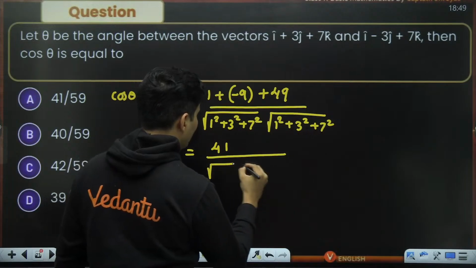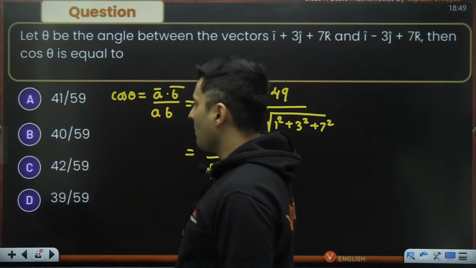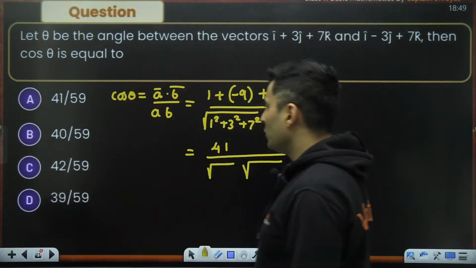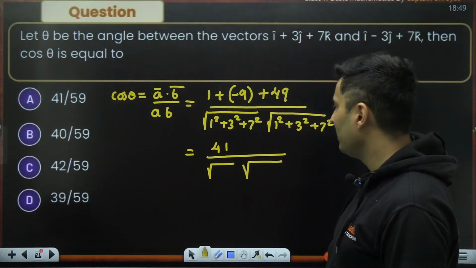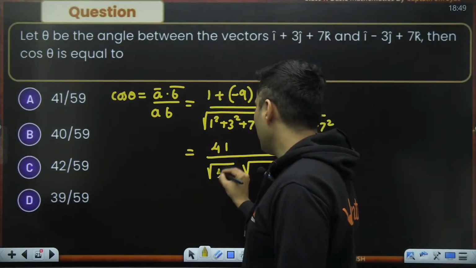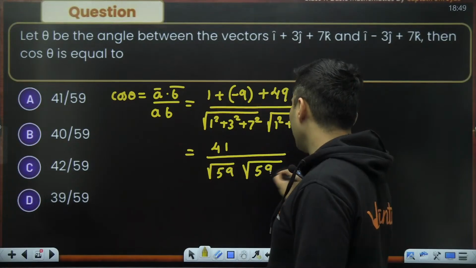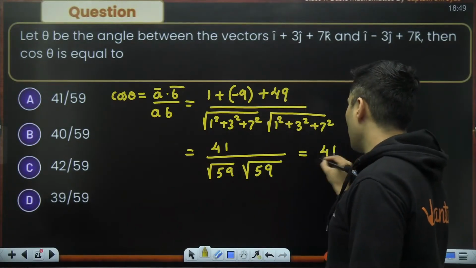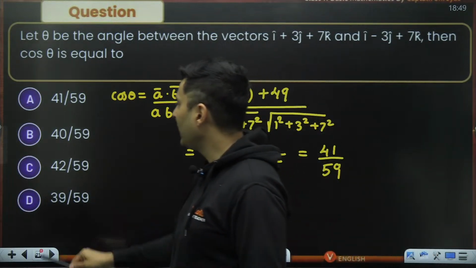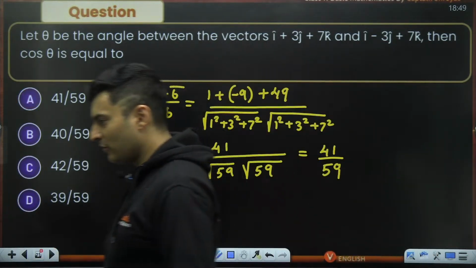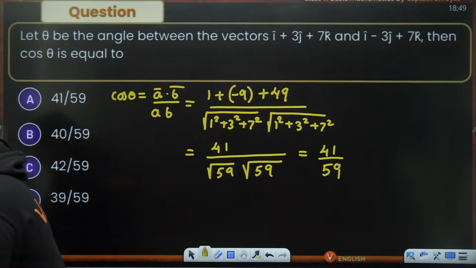Here, what are you going to get, guys? Come on, guys. 49 plus 1 is 50, 3 square is 9, so this will be 59. This is also 59. So technically, this is 41 by 59. 41 by 59 is option A, of course. Very good, Rama. All right. Very good, Togo. Very good, Vivadi. Paki, welcome back.